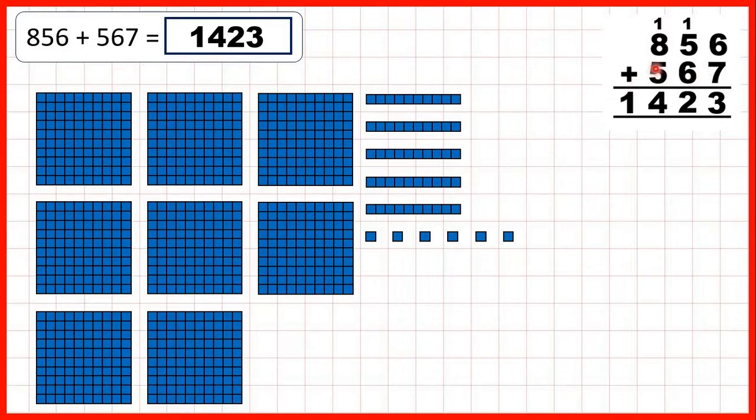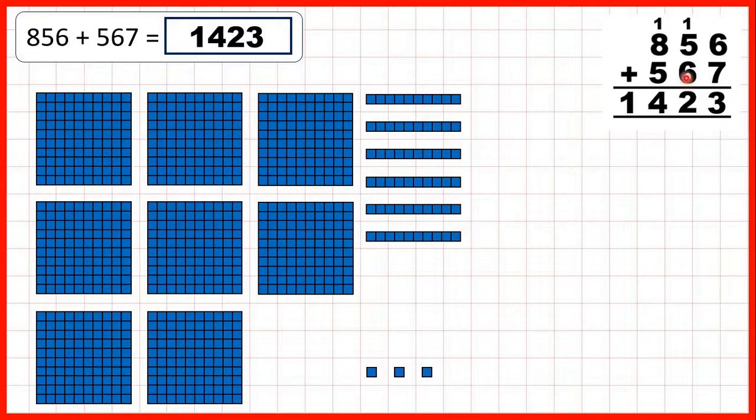Now we have 856, and we were adding 567, so let's start by adding 7 ones. 1, 2, 3, 4, exchange, 5, 6, 7. So we've made 1 ten, and then we've got 3 ones in our answer.